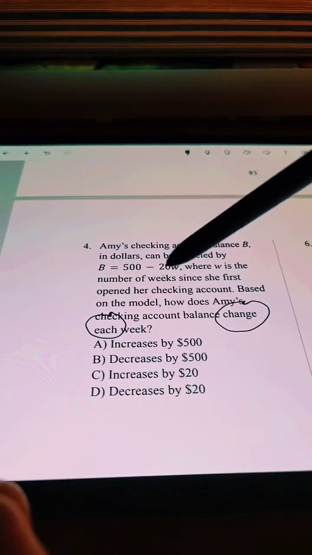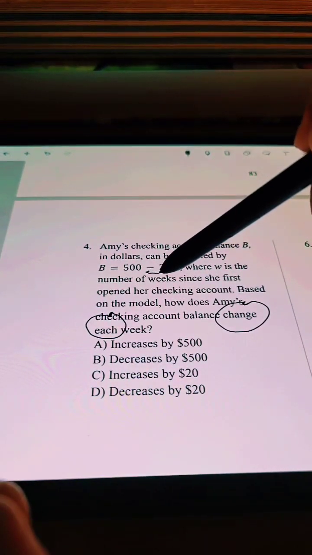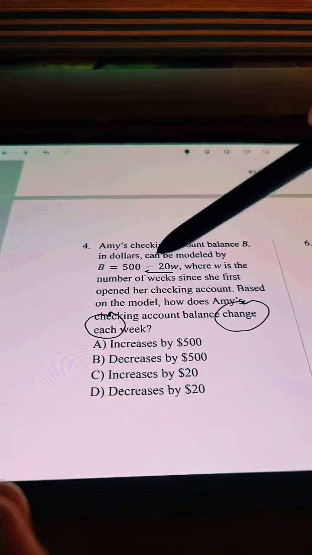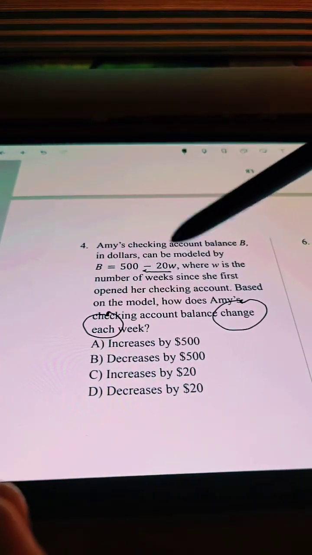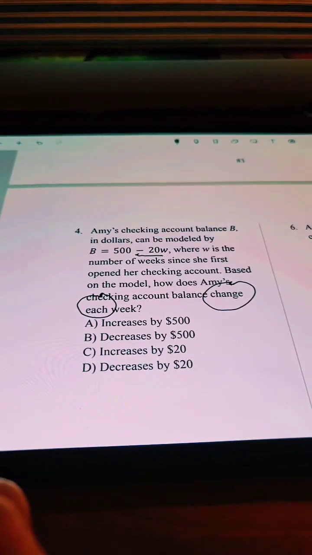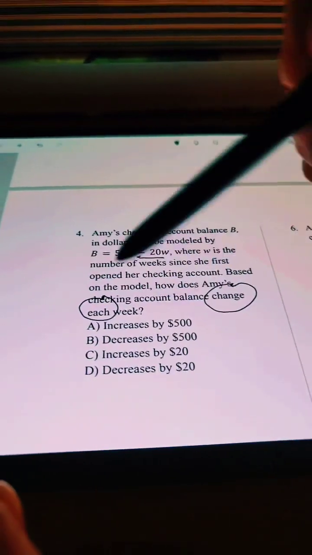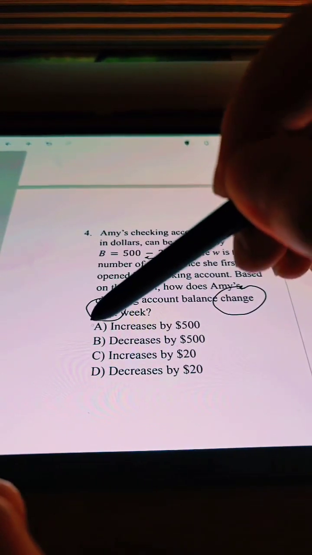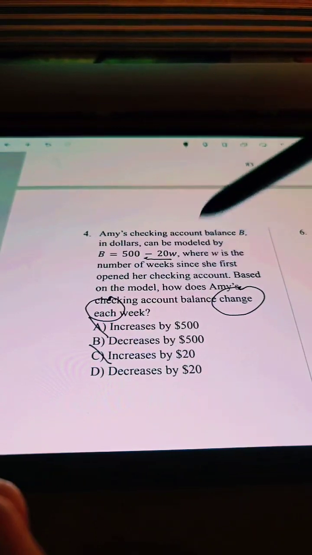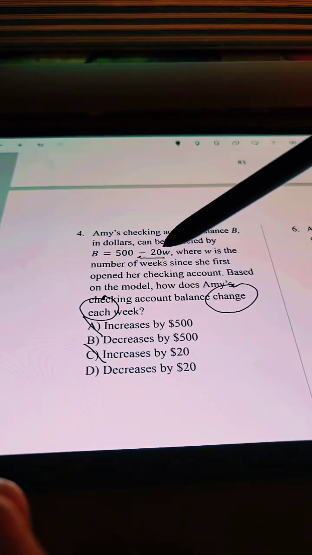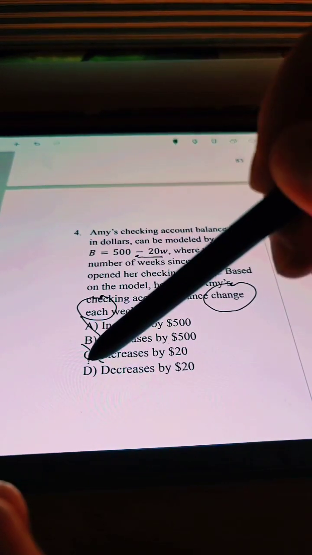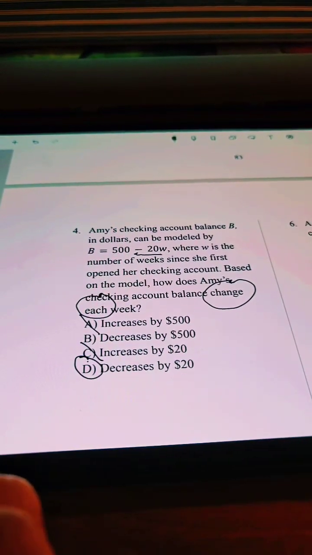So I should be looking at the number that's being multiplied by my variable here. So I should be looking at negative 20, which means if I have a negative slope, it should be decreasing. So I should cross out A and C, and it's decreasing by $20. So it's going to be D.